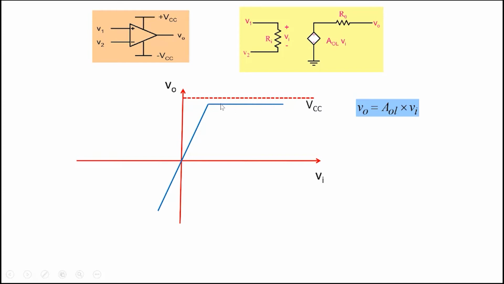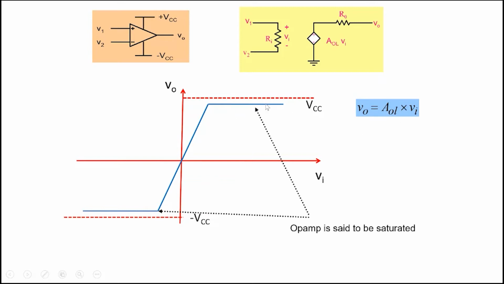VCC is 12. You may reach maybe 11, 11.5, maybe 11.7, somewhere close to it, okay? And similarly on the negative side, it will saturate again, just a little bit under minus VCC. So the gain is very high, and you have a really linear relationship, but the op amp gets saturated once you reach the voltage close to VCC and minus VCC.